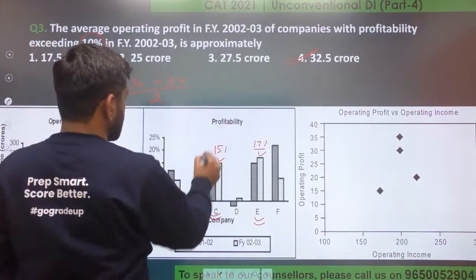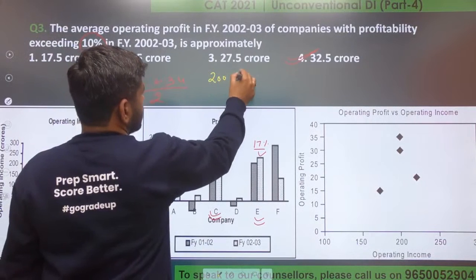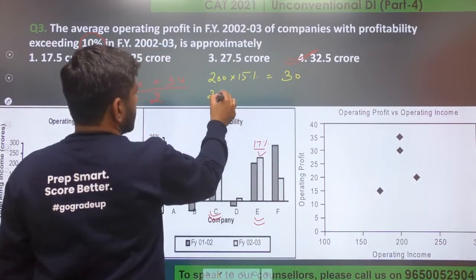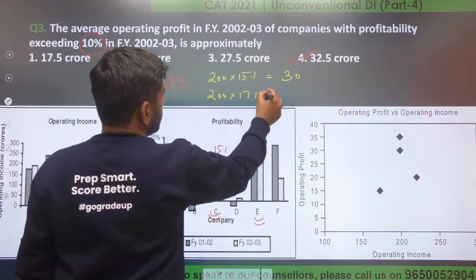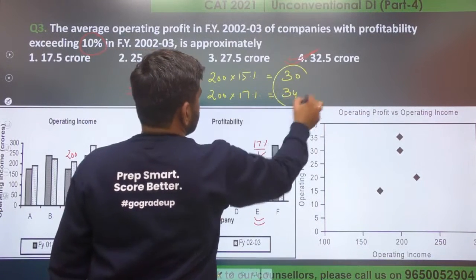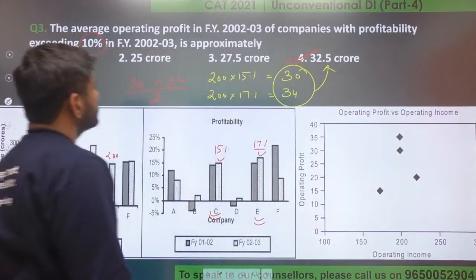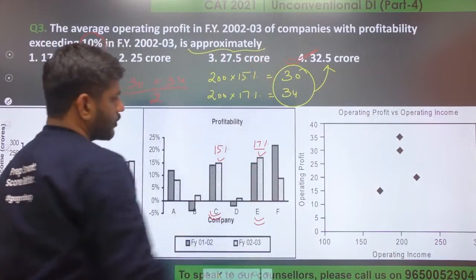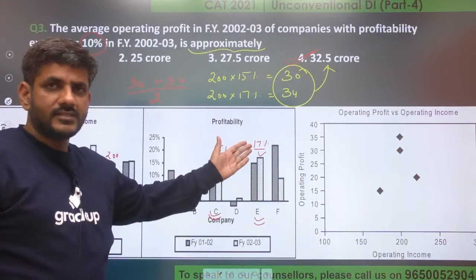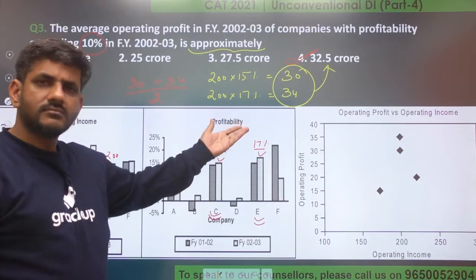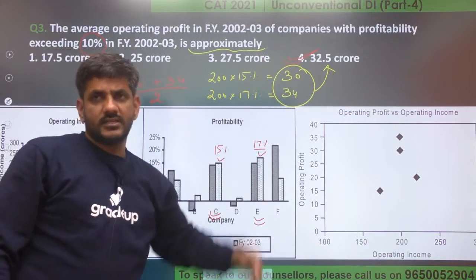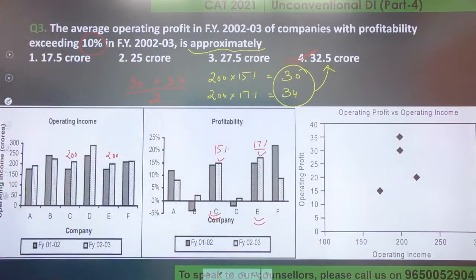If this is not visible, I am writing 200 का 15%. This is the profit of company C. Or 200 का 17%. This is the profit of company E. The average of these two is very close to this. So this should be the answer. Anyways, he has asked you approximately. Probably they would have taken it at exactly 17.5. I just approximated it. 17.5 लेते 35 आ जाता, 35 पे वो 32.5 आ जाता. That would have been the case.